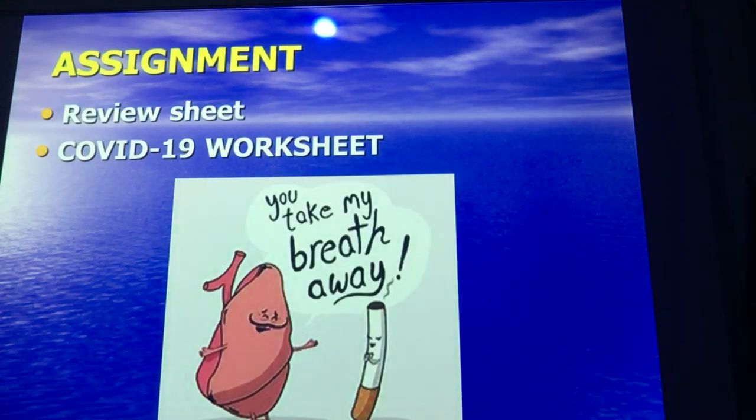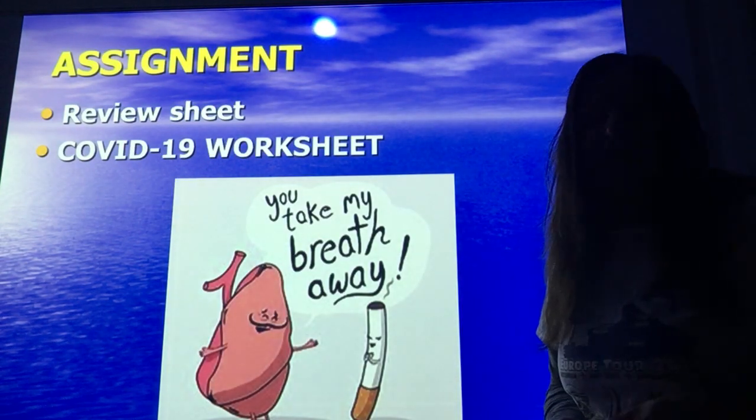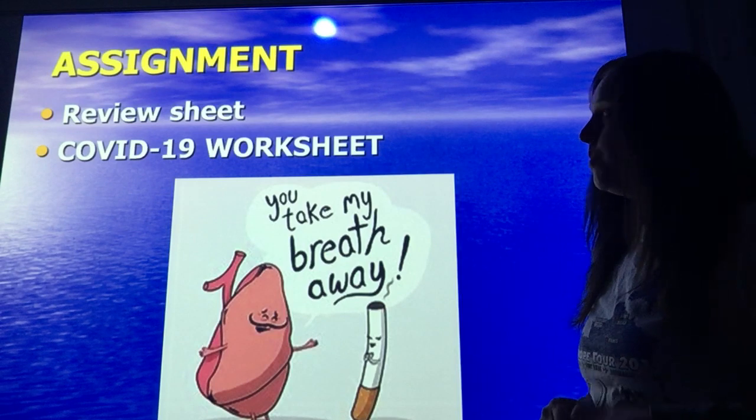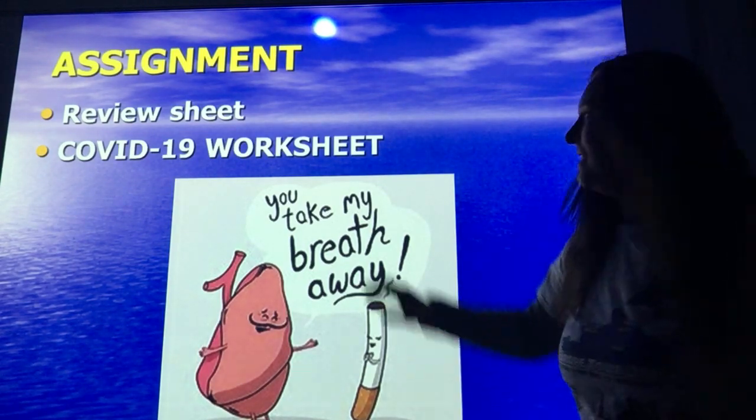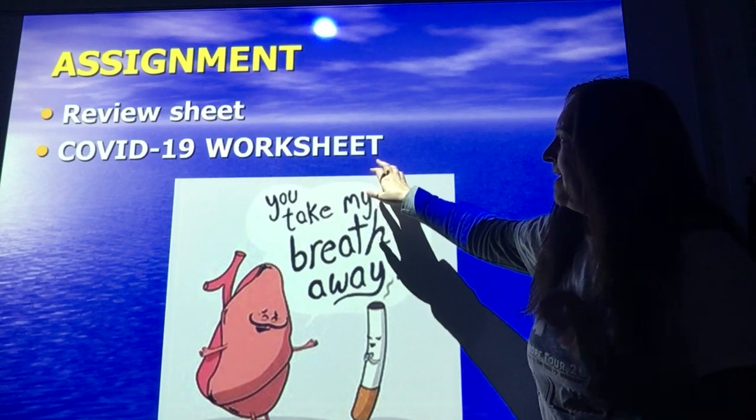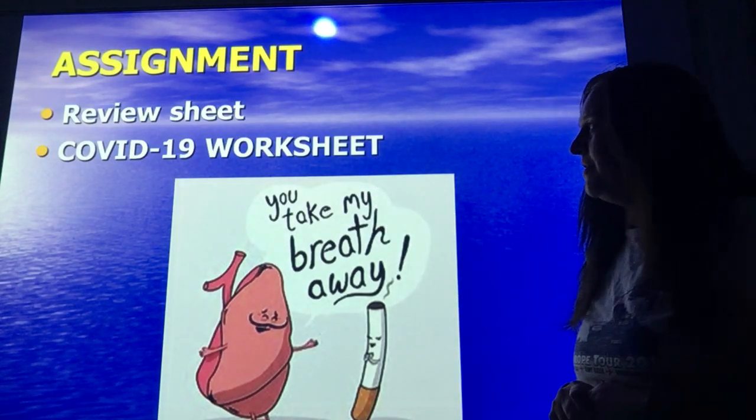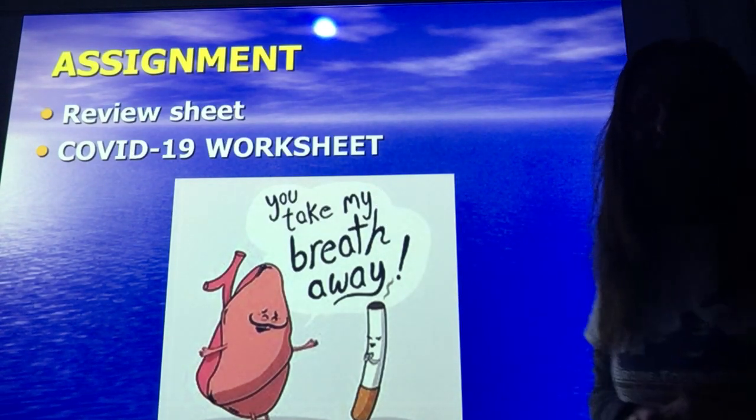Okay, so today you're going to start the COVID-19 worksheet. On Friday, there's no class call, but I am going to leave notes for you. And then after you've gone through the PowerPoint and the video on Friday, you have the rest of the time to complete the COVID-19 worksheet. Okay, have fun.